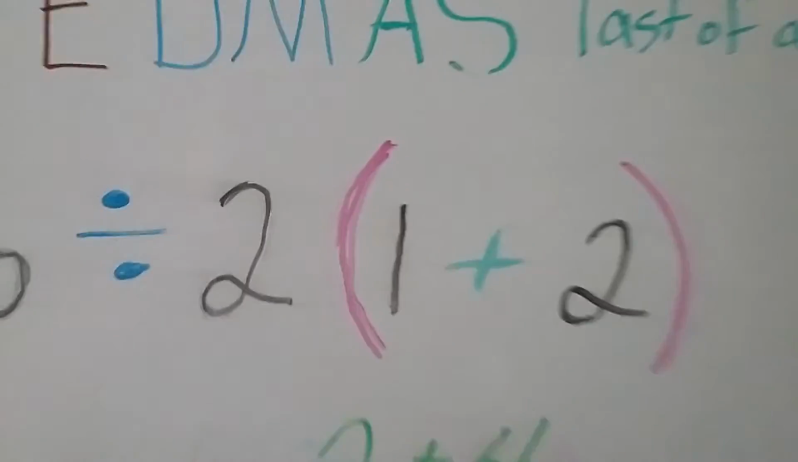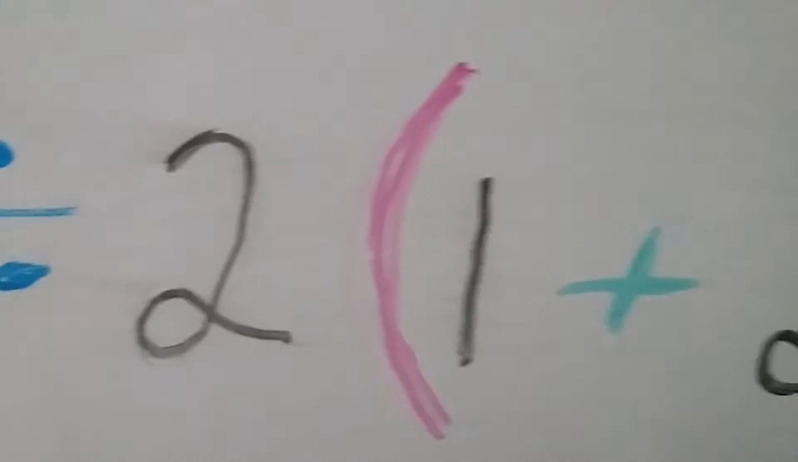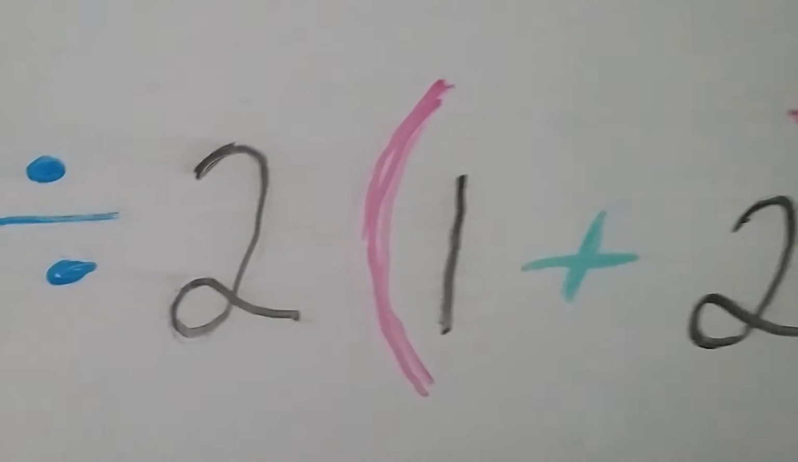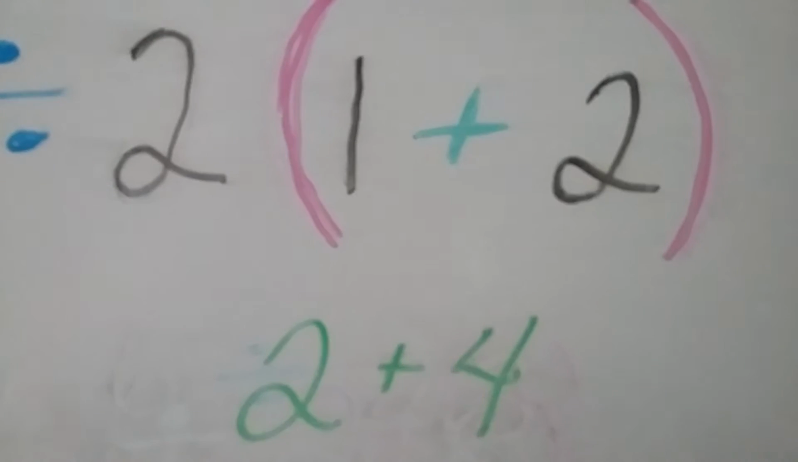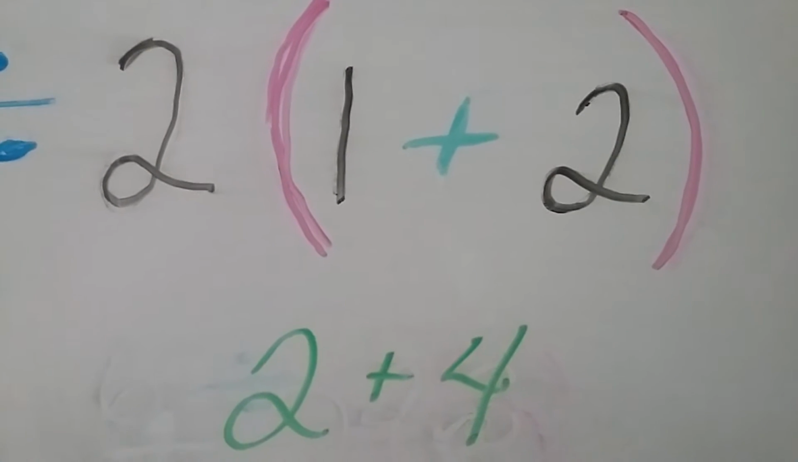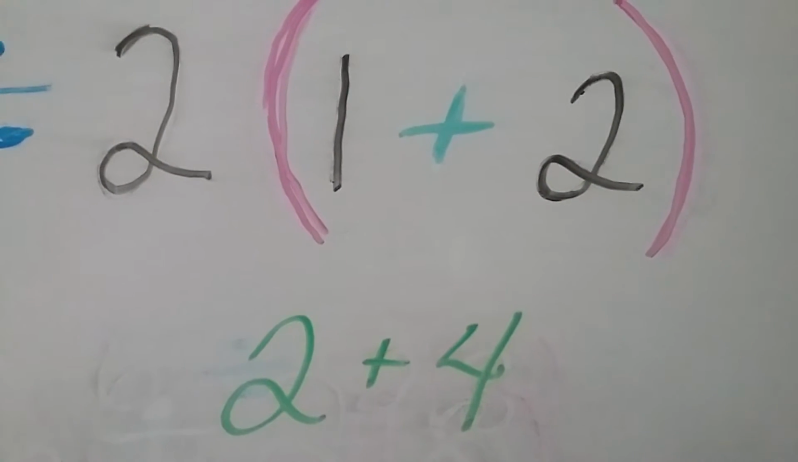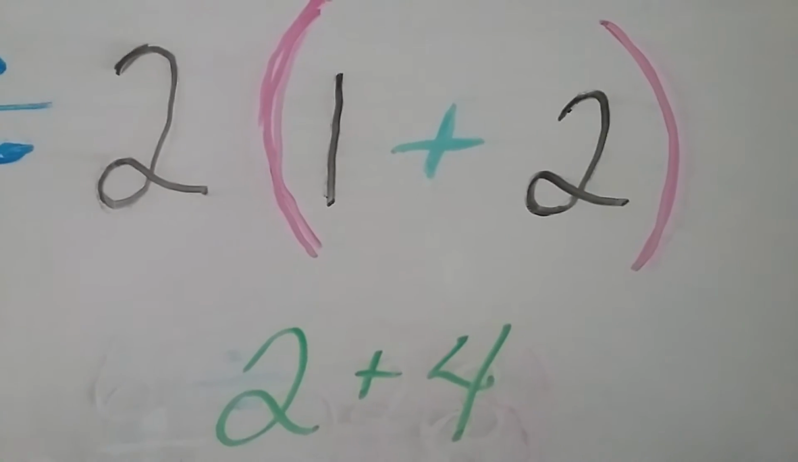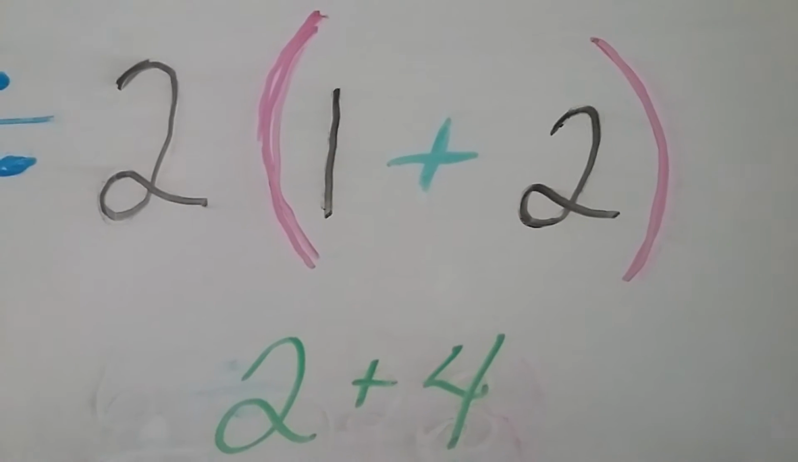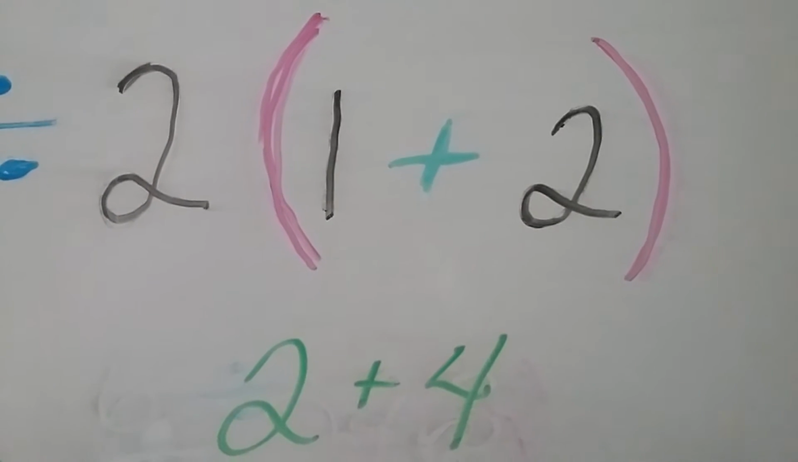We can take that 2, this first 2, multiply it by the 1, which gives us 2, and we can take that first 2 and also multiply it by the 2. We've distributed, and that gives you 4. We've distributed the 2 between both of those numbers. So now that part of the problem becomes 2 plus 4.